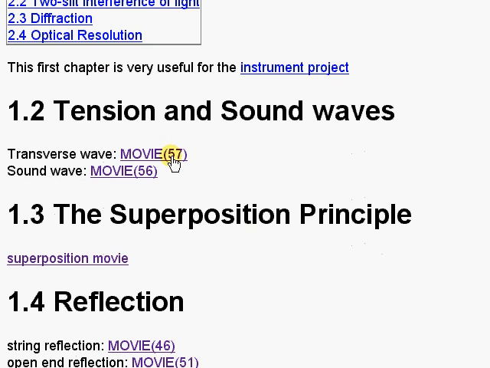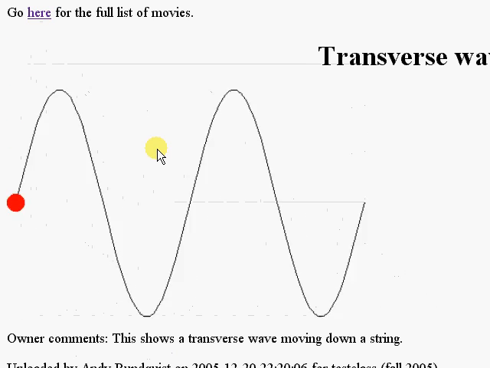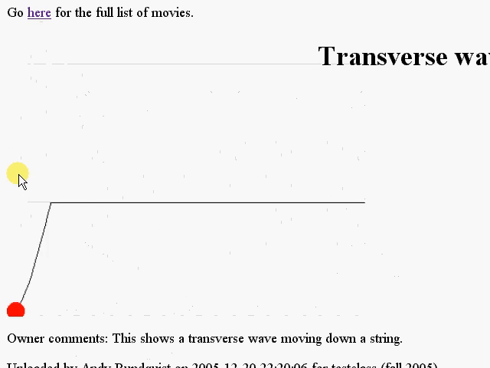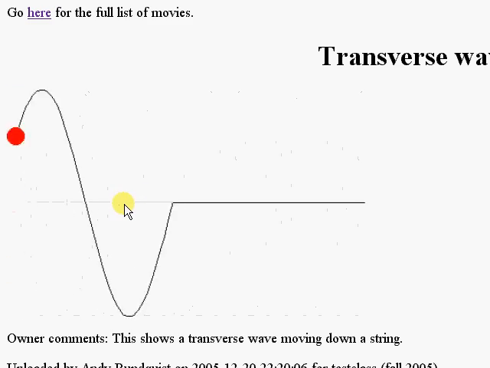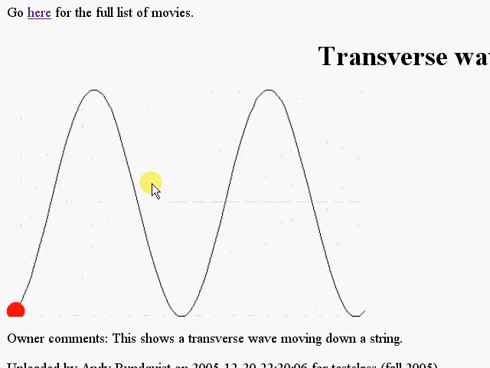Okay, so we're talking about waves. Let's take a look at a transverse wave here. We've got a wave being excited by a red dot. And it sure looks like something is moving from left to right, but really all that's happening is every part of the string is just moving up and down, just like the red dot is.